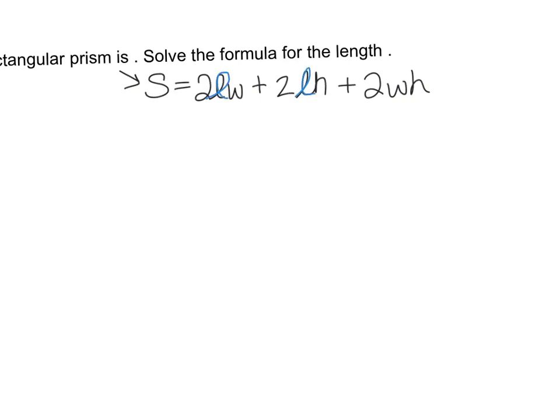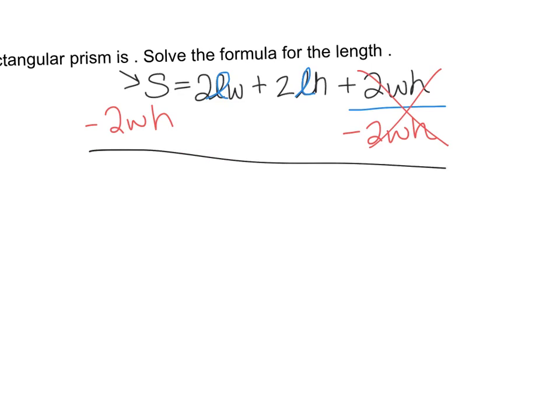So if we want to get rid of what's not attached, the first thing we want to look for is anything being added or subtracted. And this term is being added. So let's get rid of that term first. Let's subtract 2WH, since subtraction is the inverse of addition. Subtract 2WH. It's gone on the right side, and on the left side, since they're not like terms, we'll just rewrite them. S minus 2WH is equal to 2LW plus 2LH.